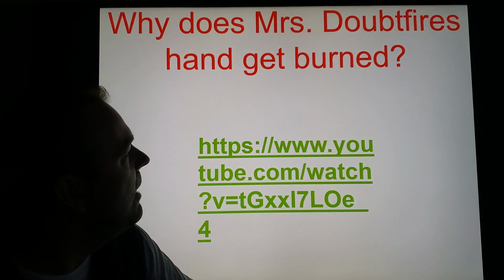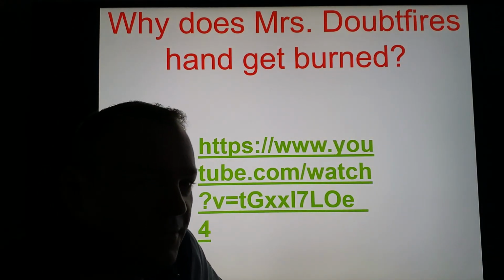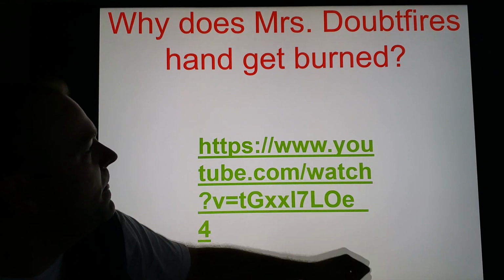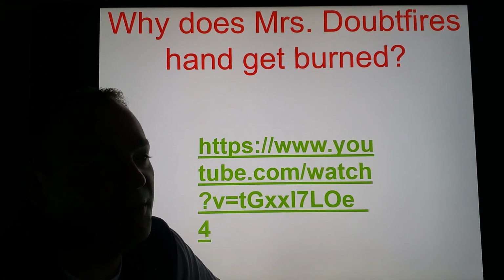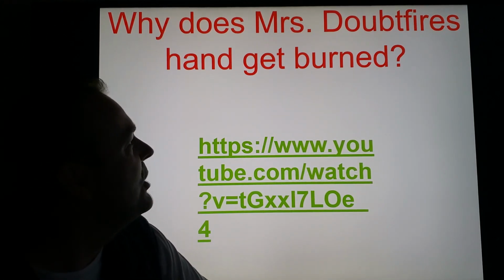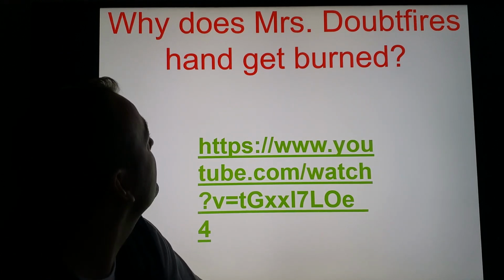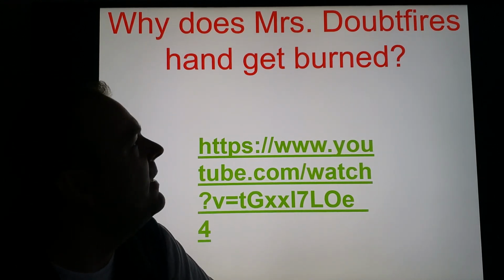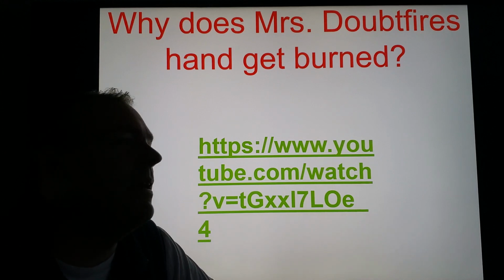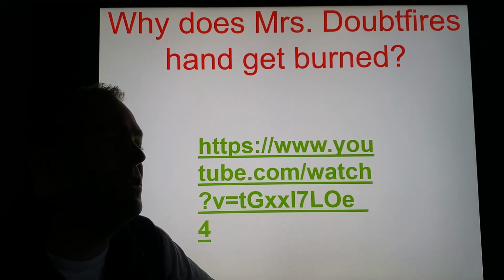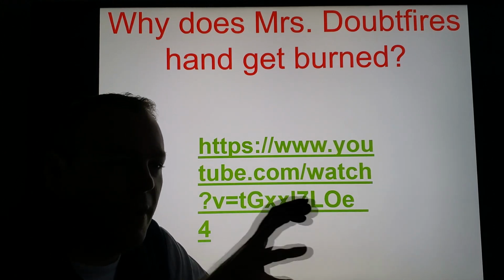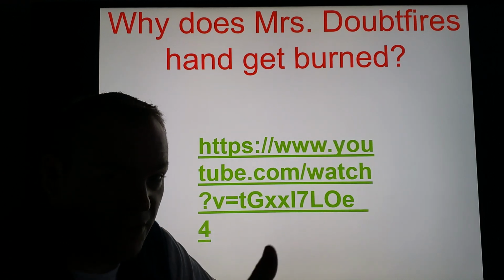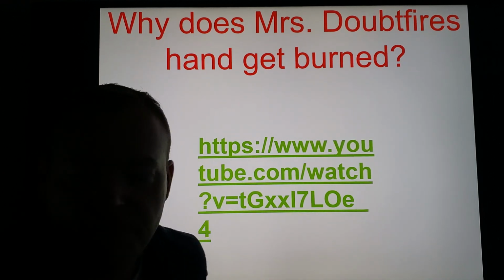Okay? I want to start out with a funny clip from a classic movie, the late Robin Williams, a very funny comedian. Check this out. What I want you to look for, of course, is why does Miss Doubtfire get burned, and the three different types of heat transfer. See if you could point out an example of each type of transfer: conduction, convection, radiation. Here we go.